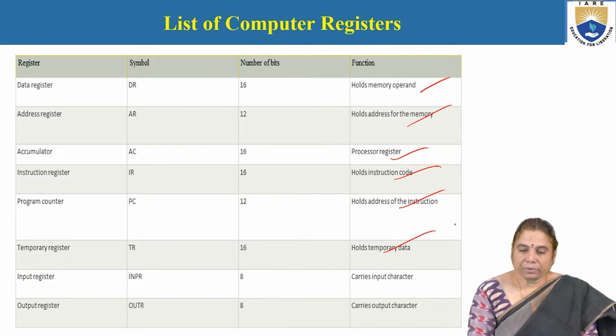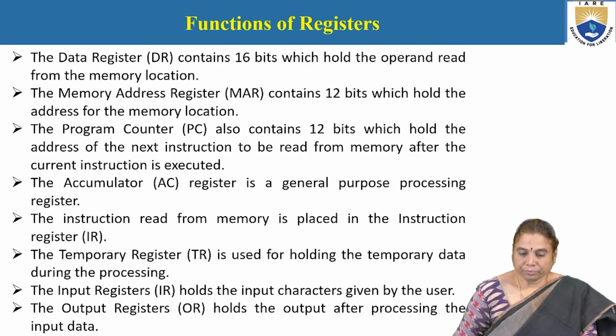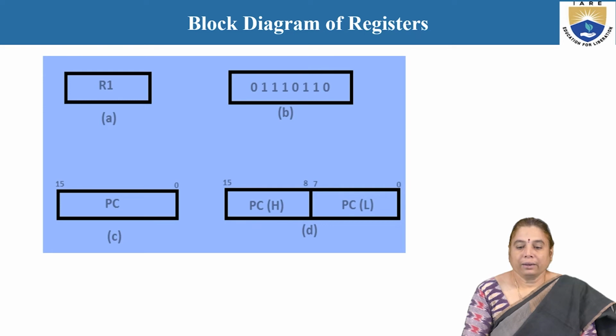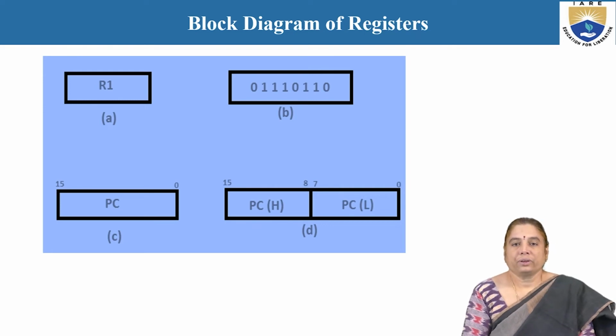Next, temporary register holds temporary data. Input register holds the input character. Output register carries the output character. So these are the functions of the registers and how these registers can be represented in the RTL.